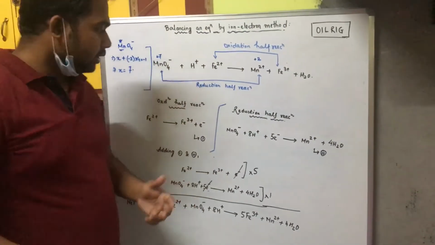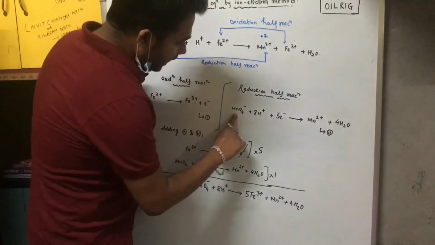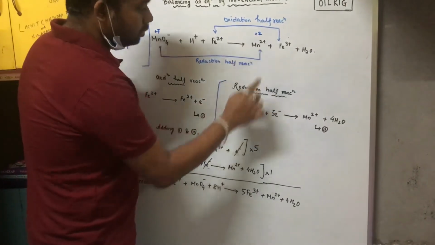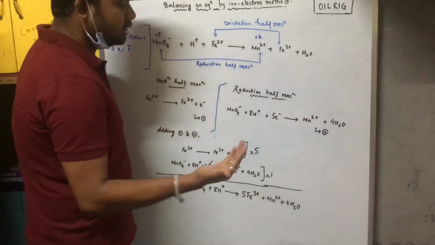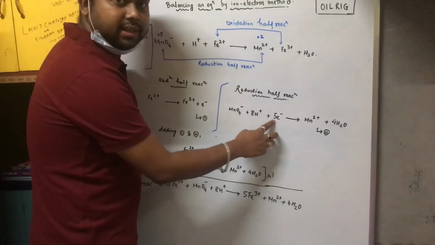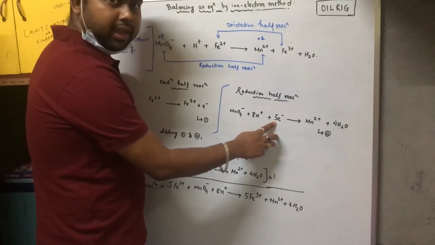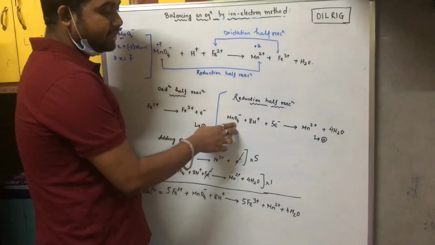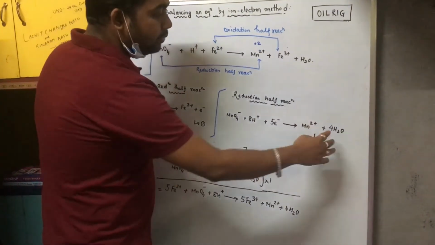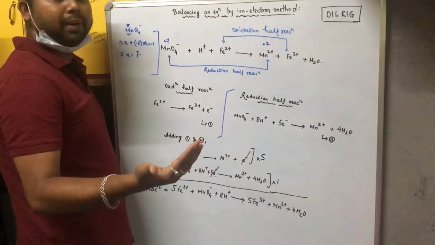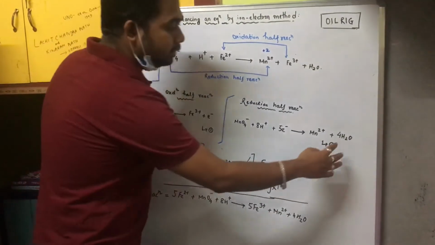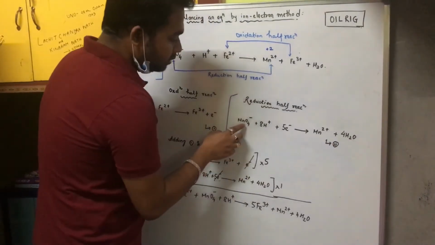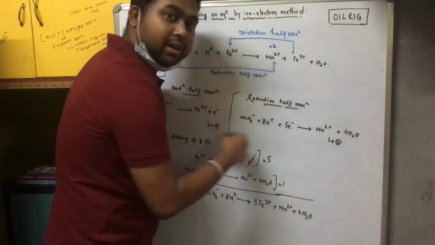How have we done this? See here, MnO4 minus: plus 7 to plus 2. How many electrons does it gain? It gains 5 electrons, that is why we have written 5. Now we have to balance the oxygen atoms. Here 4 oxygen atoms are there, so on the other side we have to give 4 H2O molecules. We have given 4 oxygen atoms, so now 4 O here and 4 O there, it is balanced.